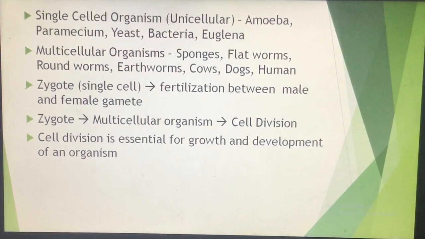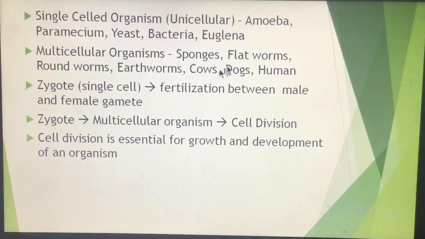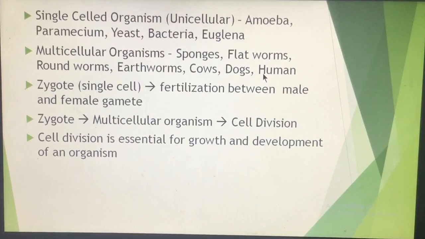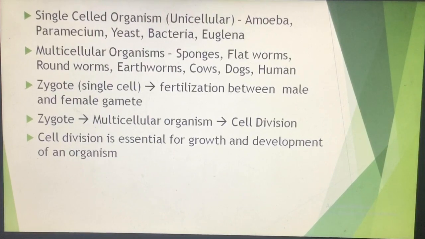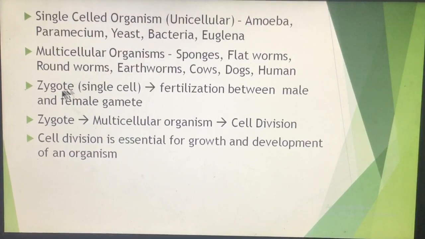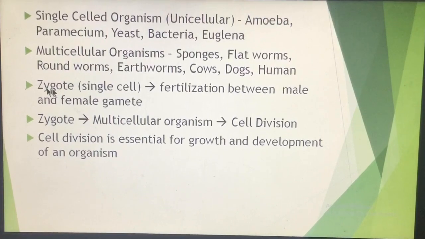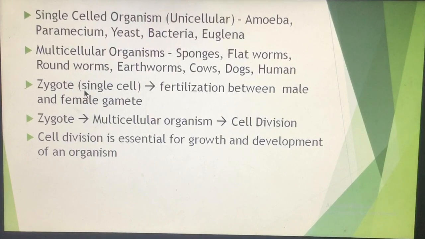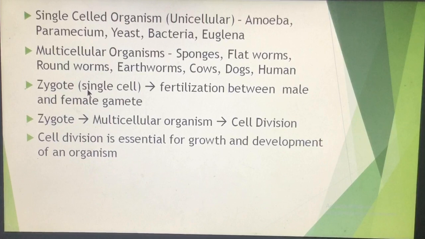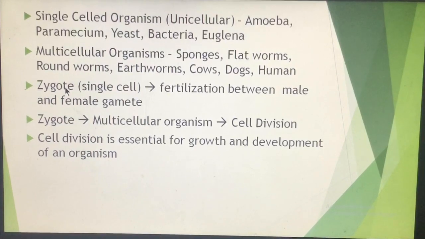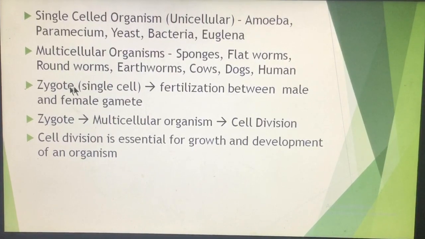Now whether it is a lower organism like a sponge or a flatworm, or a large organism like dog, cow or even the human, the life of the organism, ये organism की life जो है, it always starts from zygote. So what is zygote? Zygote is a single cell. It is a single cell which forms the base of the body of an organism. इस single cell से multicellular organism की body बनती है.